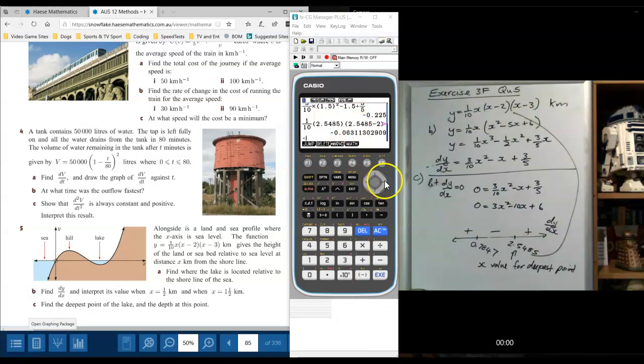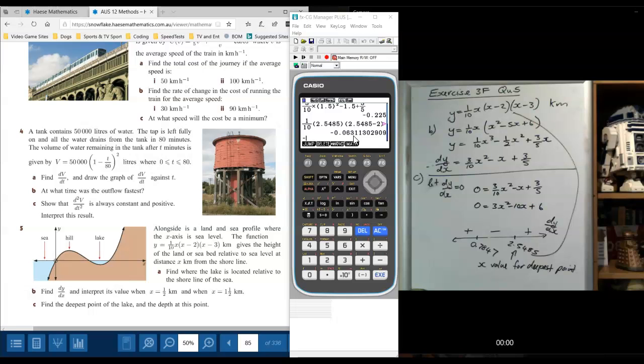Okay, so I went back to my calculator and I typed 2.5485 back into the equation. You can see it there, and I got the answer negative 0.66063. I'm expecting a negative number because it's below the x-axis and it's in kilometers, so that represents 63 meters.